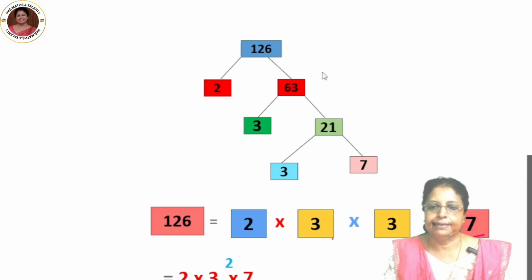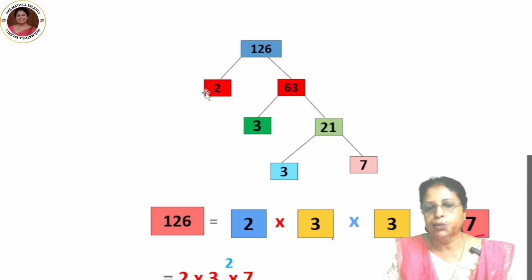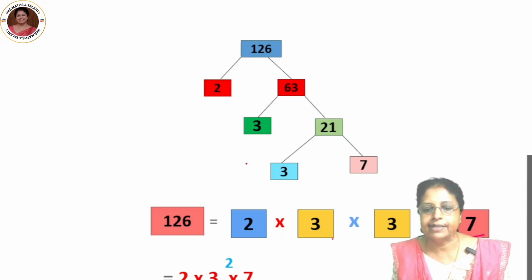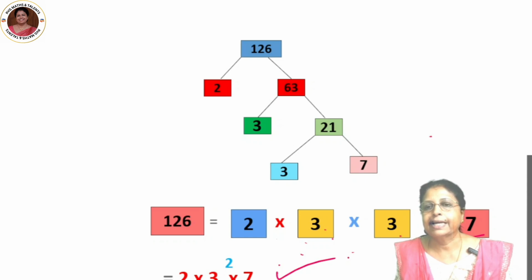See the factor tree method. 126 divided by 2, 63 divided by 3, again 21 divided by 3, we get 7 here. So the factors are 2, 3, 3 and 7. So you can write 126 as 2 times 3 times 3 times 7. Here we are doing prime factorization, and neglecting the order, we can say factorization is unique.